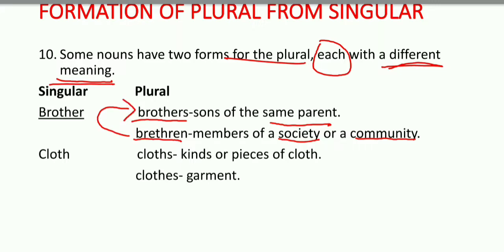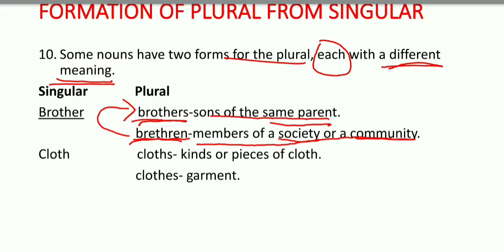Keep in mind, it would be regarded as incorrect if you are writing, reading, or listening to the plural brothers and it means anything other than the sons of the same parent. But if you read or write brethren, it must give the meaning of members of a society or community.